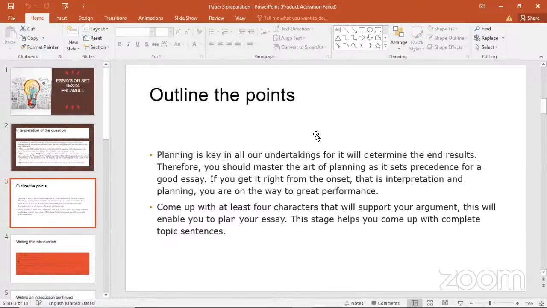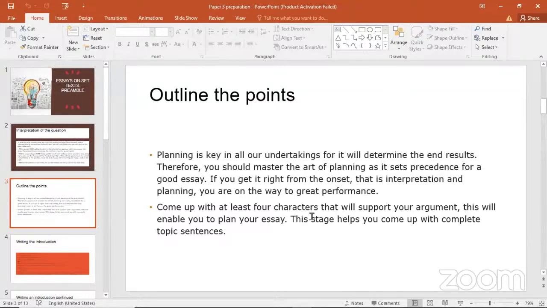These points that you're outlining now will serve as your topical sentences later. So planning is key in all our undertakings, for it will determine the end results. Therefore, you should master the art of planning, as it sets precedence for a good essay. If you get it right from the onset, that is interpretation and planning, you're on the way to great performance.